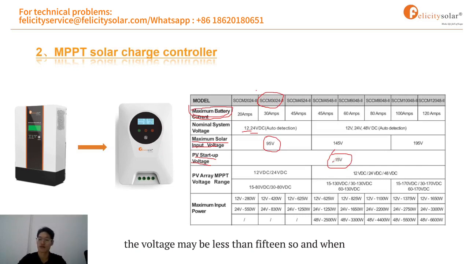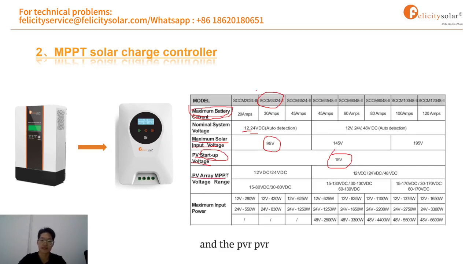So in this time, the MPPT won't start until the light becomes stronger. So the voltage will be more than 15, and the MPPT will start. So that's the startup voltage.